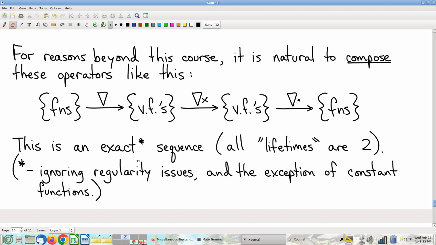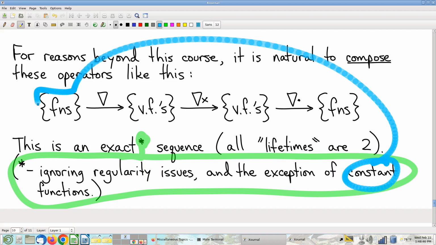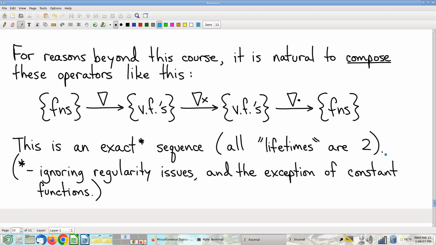And I do have to add a qualifier. There are some regularity points that need to be made, and we do have to worry about constant functions in here. Turns out that they're a different story. And so, a couple of disclaimers and exceptions granted. But that said, roughly speaking, this is an exact sequence, and what I mean by that is all the lifetimes are 2. Now, what do I mean by a lifetime?